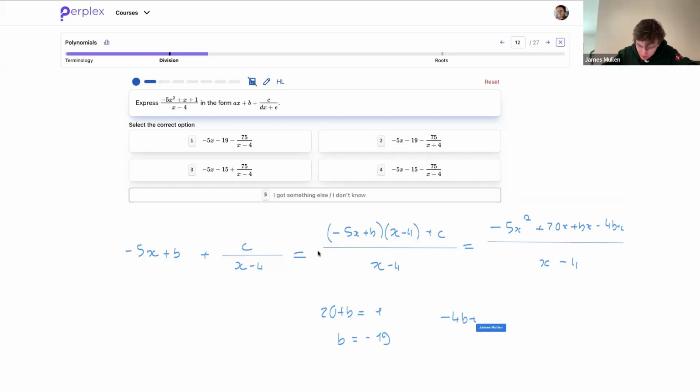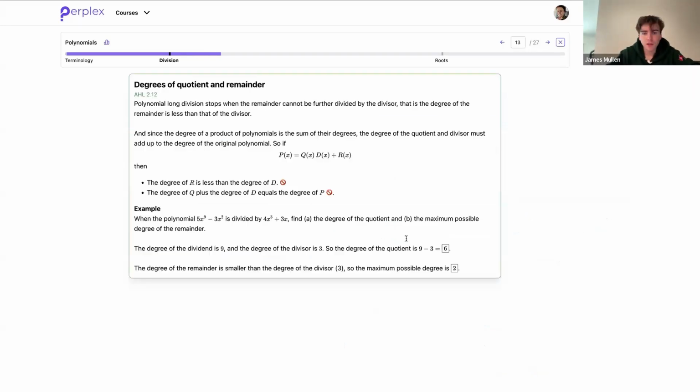And then to find c, I notice that negative 4b plus c is supposed to be equal to 1. Now that I know b is negative 19, I can write this as 4 times 19 plus c is equal to 1. And 4 times 19, that's 76. So 1 minus 76, c is going to be negative 75. So my result is negative 5x minus 19 minus 75 over x minus 4.